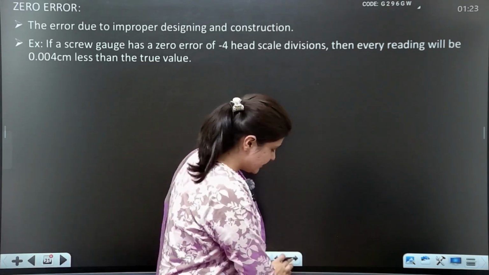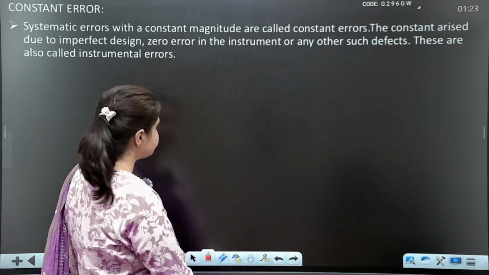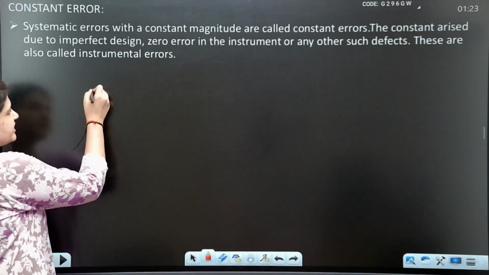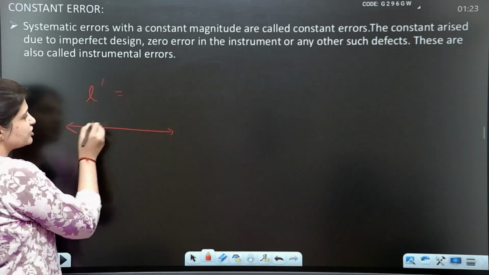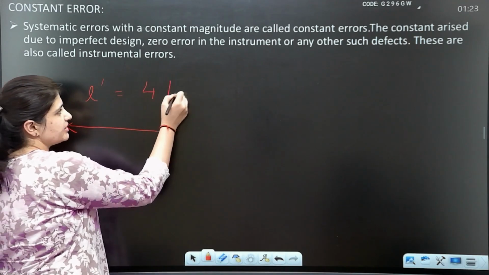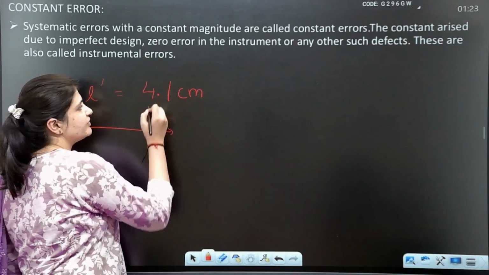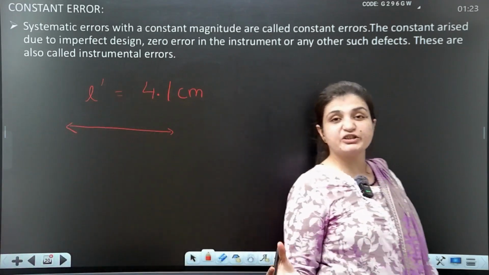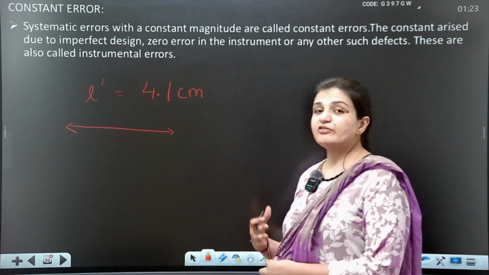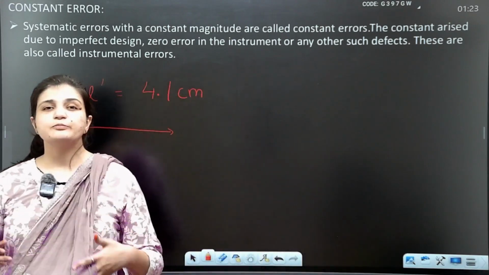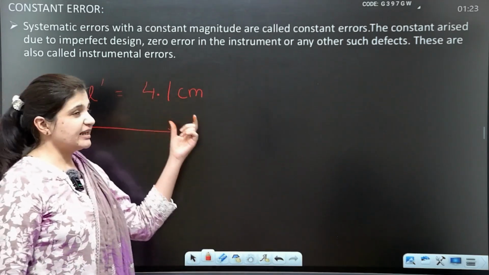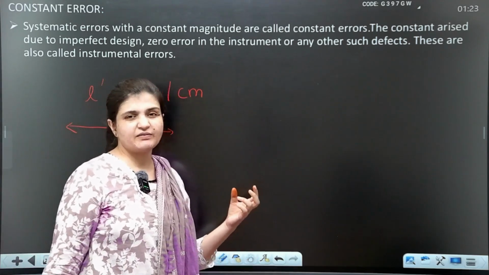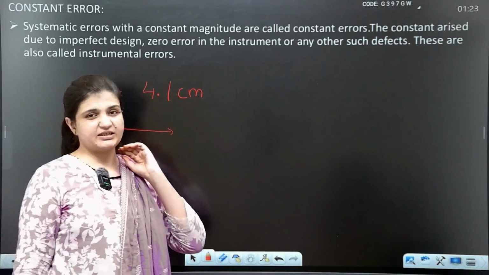So what is L dash? Let's consider the length of a wire. L dash is 4.1 centimeter. So we have a wire whose length is coming out to be 4.1 centimeter. Now students, let's consider this is the actual length of the wire, which is equal to 4.1 centimeter.